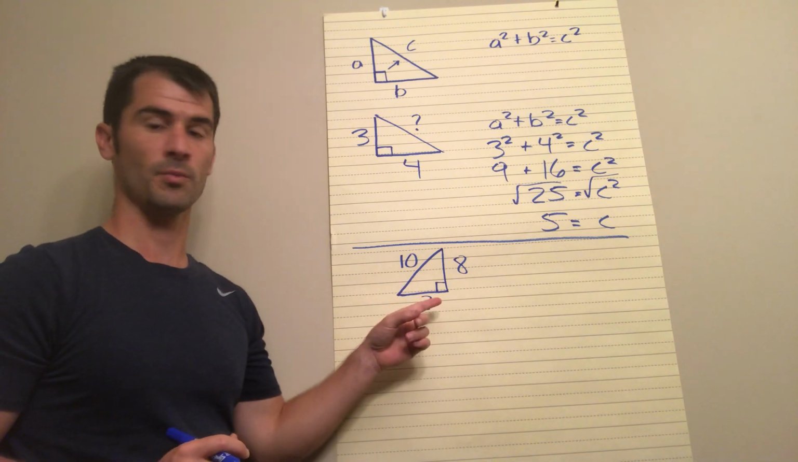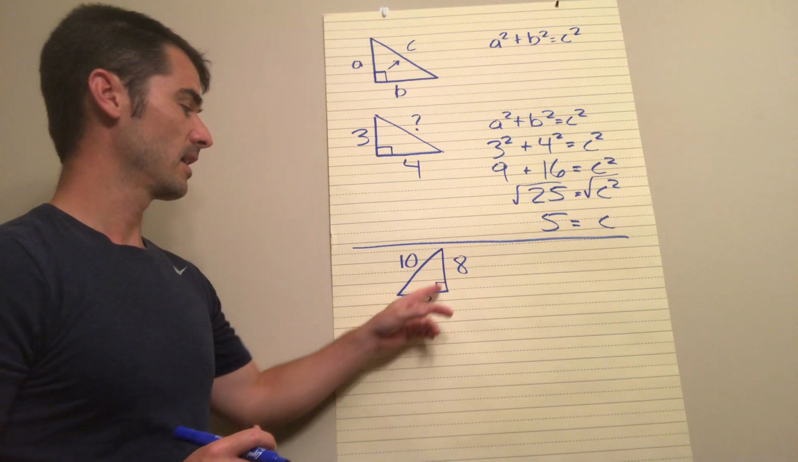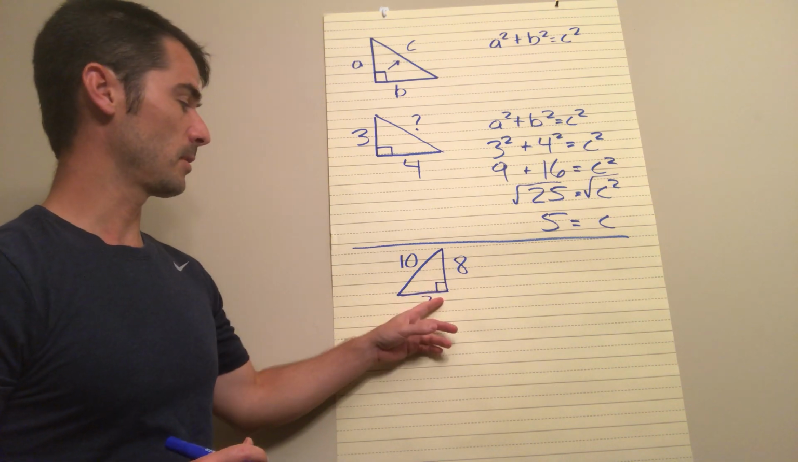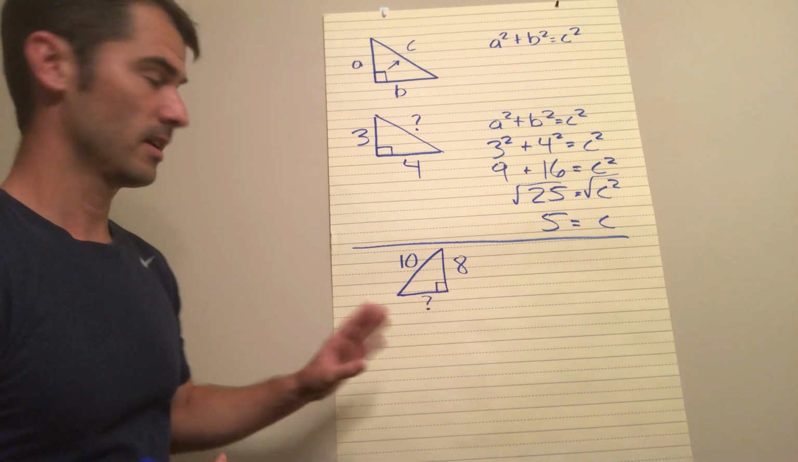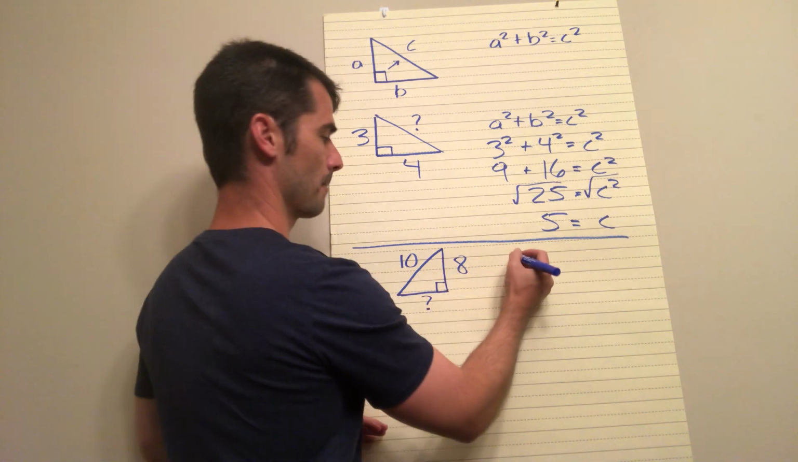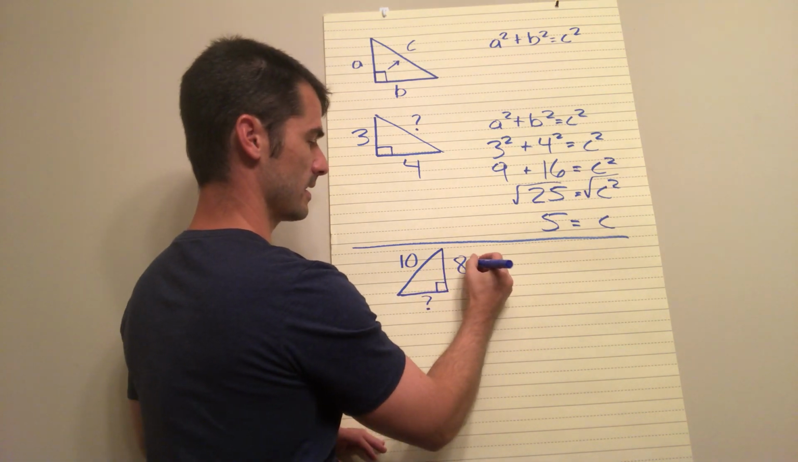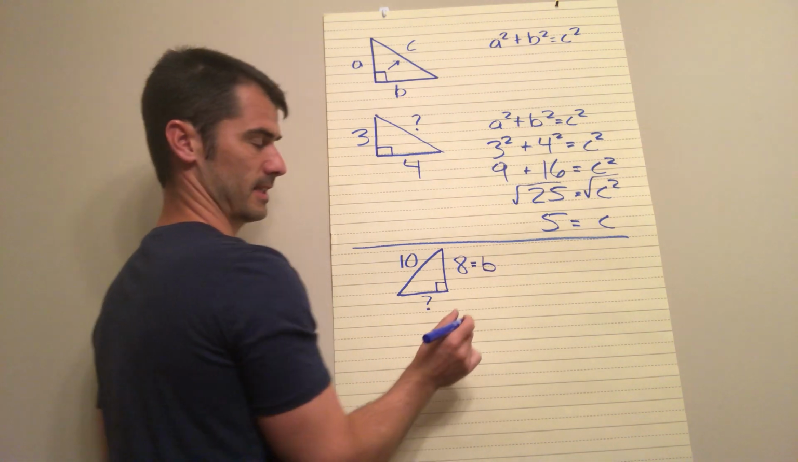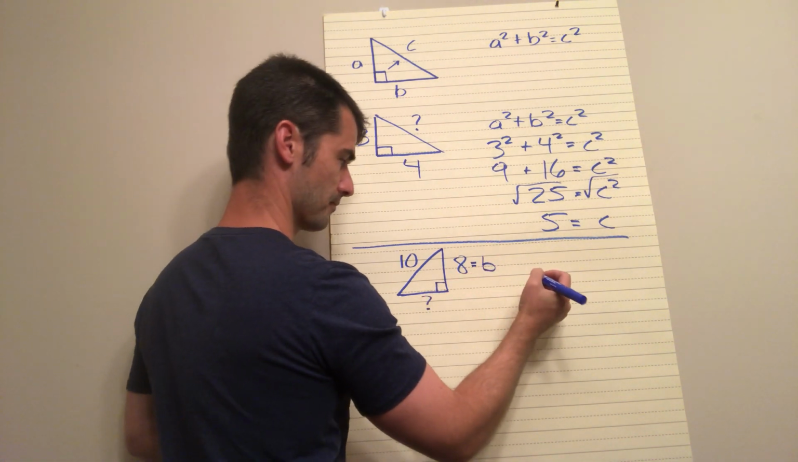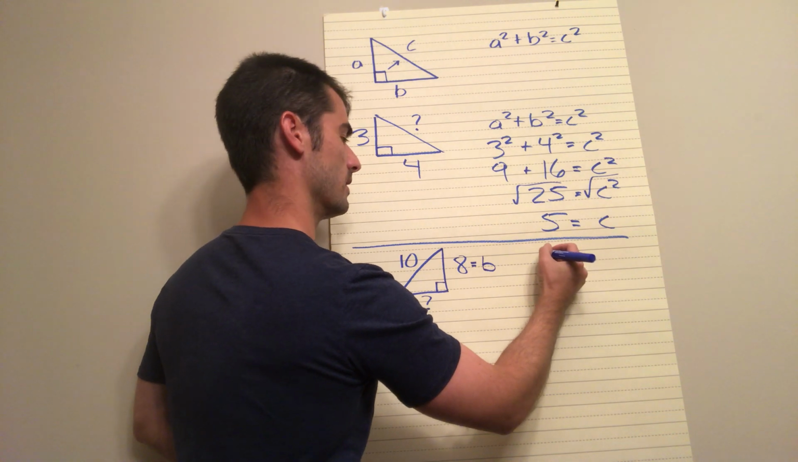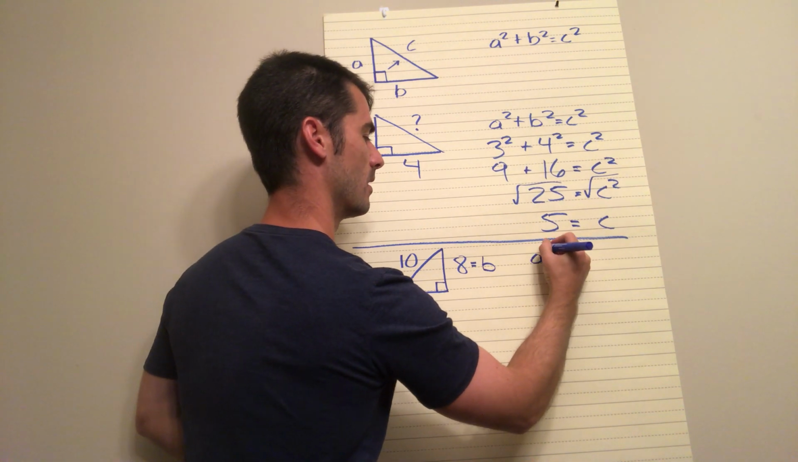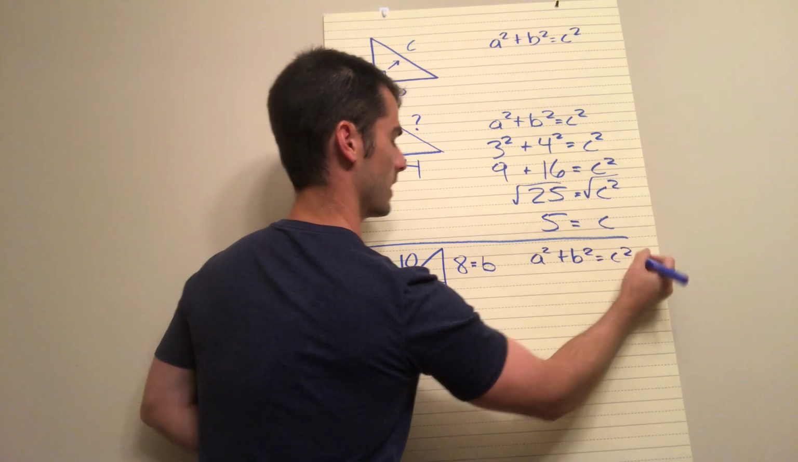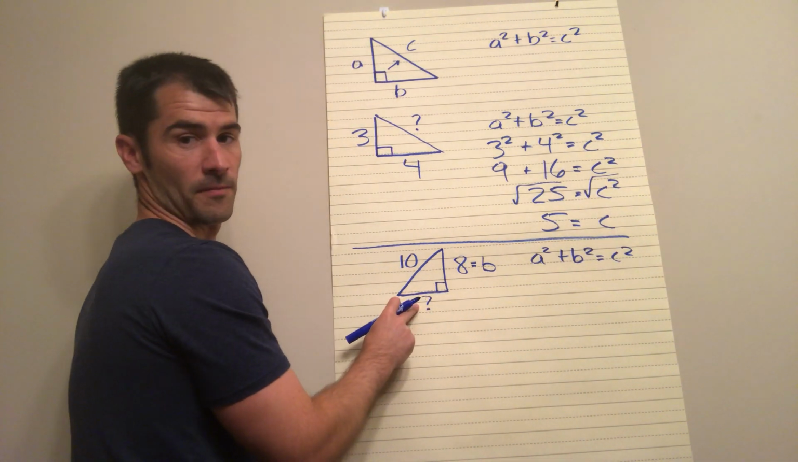That, again, is our most important thing. That right angle tells me here are A and B, and it does not matter which one I label A and which one B, because they can be interchangeable. So I'm going to say that this is B. Let's say we're solving for A. That's a B, not a 6. So we've got A squared plus B squared equals C squared.